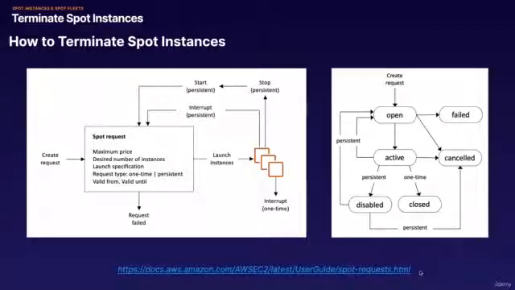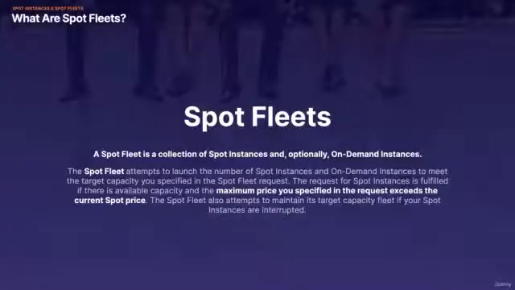And you can get this diagram from this link, which goes into more detail about it from the AWS website. So now that we've covered off spot instances, let's have a look at spot fleets. A spot fleet is just a collection of spot instances and, optionally, on-demand instances. So you can have on-demand instances inside your spot fleets. And essentially what happens is the spot fleet attempts to launch the number of spot instances and on-demand instances to meet the target capacity that you specified in the spot fleet request.